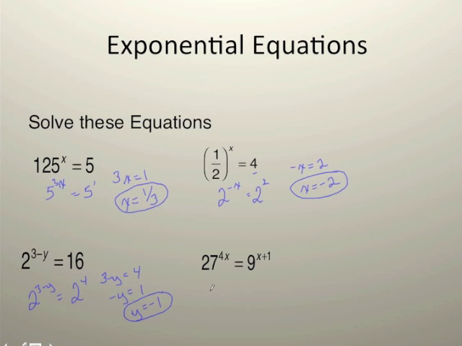27 and 9, if we make them both base 3, 3 cubed raised to the 4x equals 3 squared raised to the x plus 1. That would make it 3 to the 12x equals 3 to the 2x plus 2. So 12x equals 2x plus 2. 10x equals 2. And x equals 1/5.